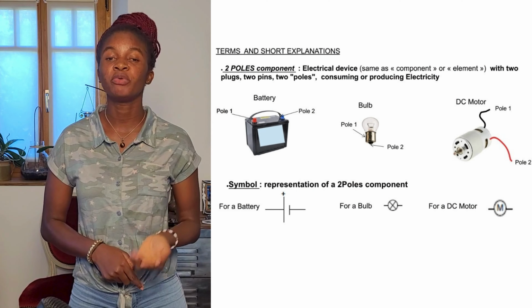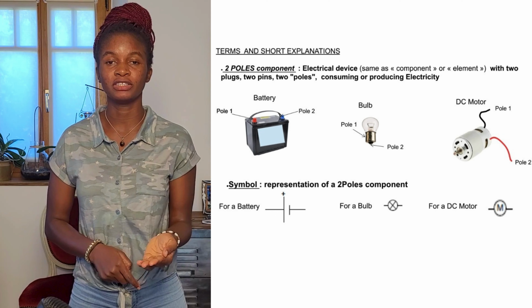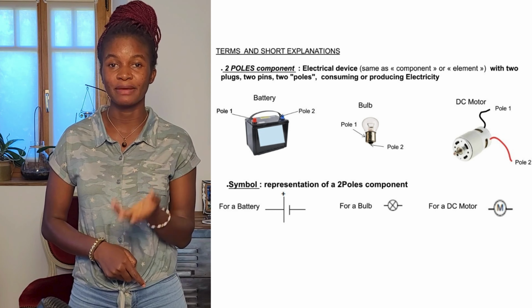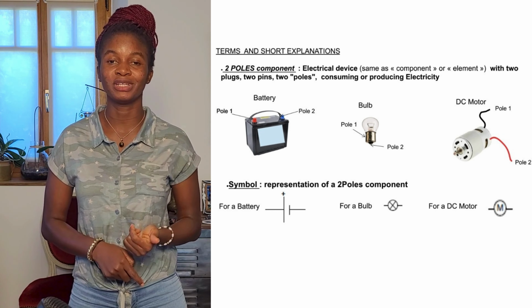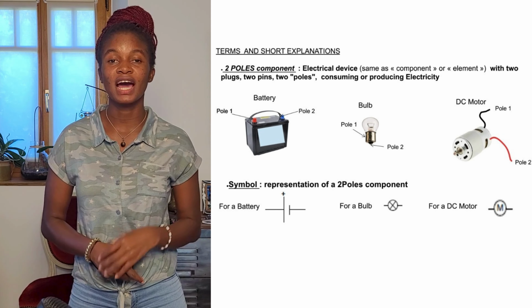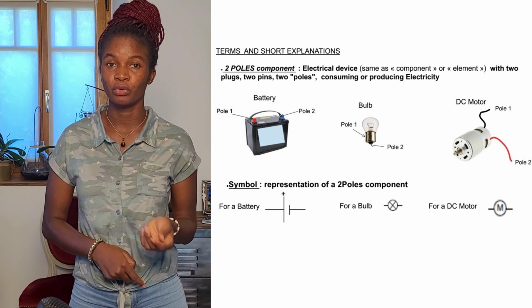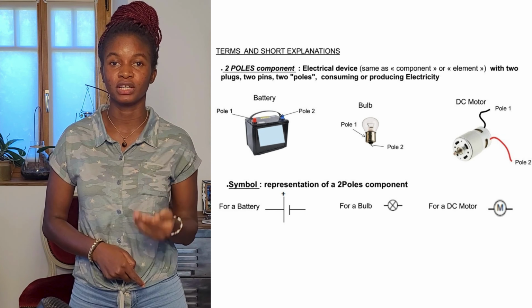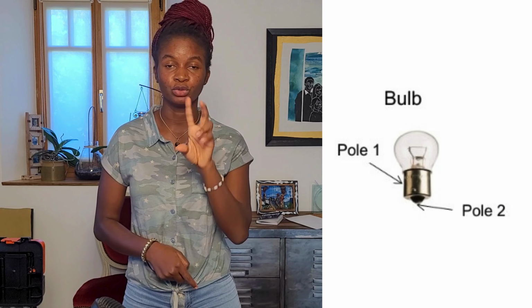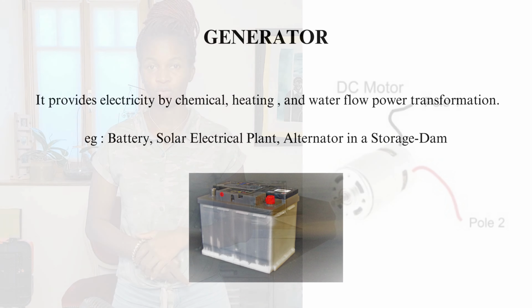Example, two poles component. These are electrical devices or components or elements with two poles, two pins or two plugs, which either produce or consume electricity. Example, the battery that we use in cars, or bulbs with two poles, or a DC motor.